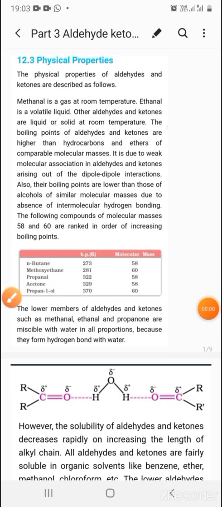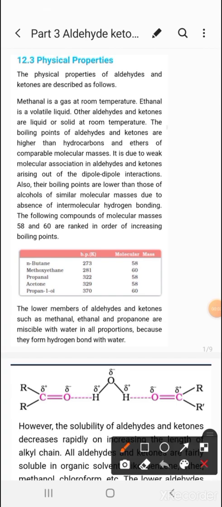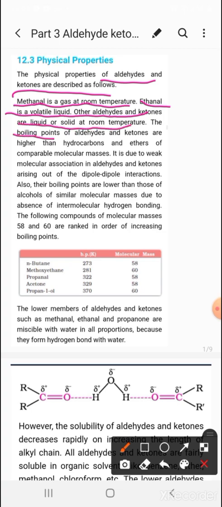Now next is the physical properties of aldehyde, ketones and carboxylic acid. The physical properties of aldehydes and ketones are described as follows. See, methanal is a gas at room temperature. Ethanal is a volatile liquid, and other aldehydes and ketones are liquid or solid at room temperature. And the boiling points of aldehydes and ketones are higher than hydrocarbons and ethers of comparable molecular masses. It is due to weak molecular association in aldehydes and ketones arising out of the dipole-dipole interactions.